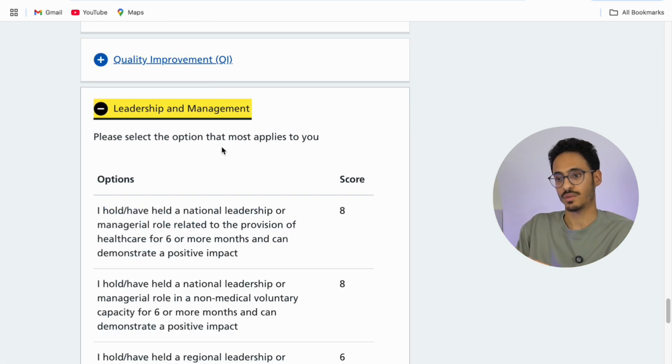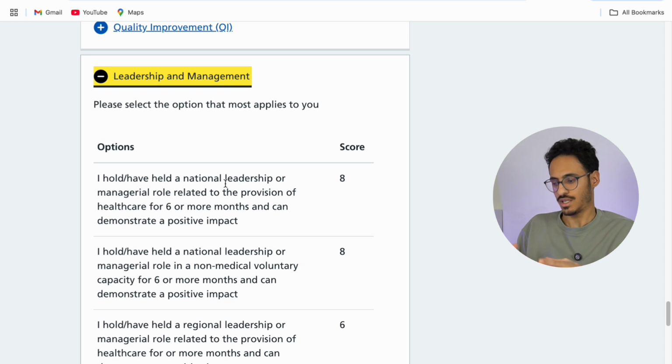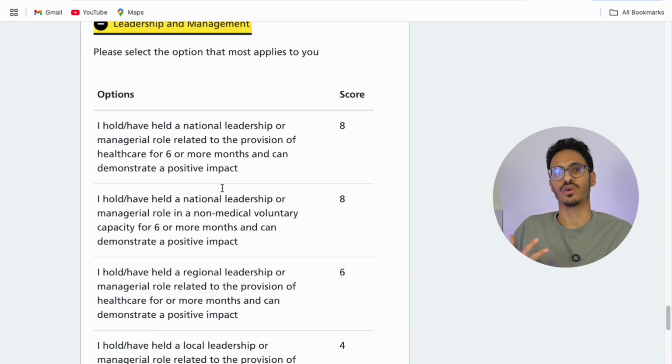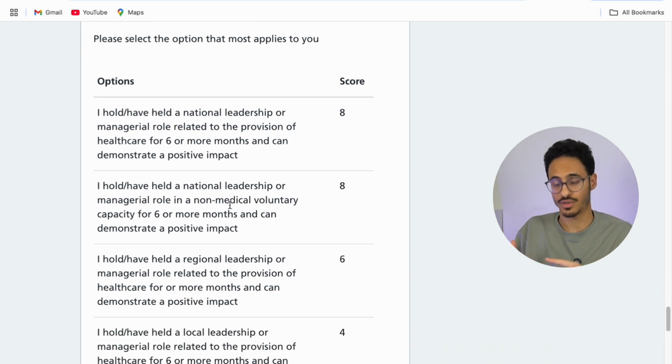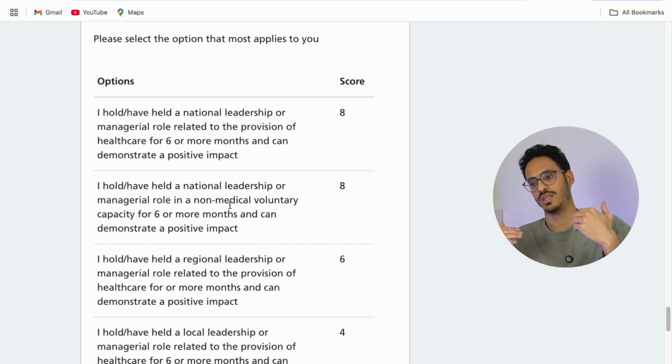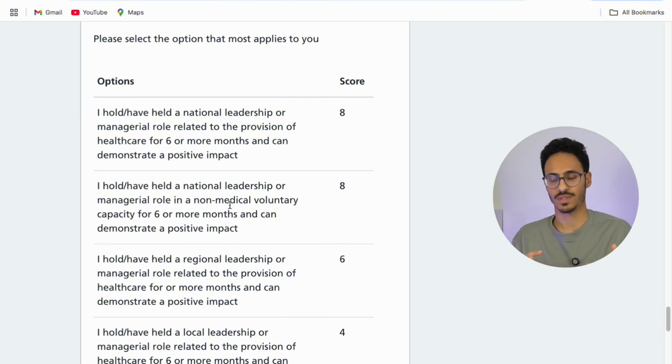I recommend putting your effort into things like this, which are achievable, attainable, and you can get them quickly. So in the leadership and management, anything from, let's say you're a rota coordinator, or you are organizing the journal club in your hospital. I was the interns representative in my hospital. Now, this requires that you hold that position of leadership or managerial role for 6 or more months, and you demonstrate a positive impact. This can also be proven by a letter.